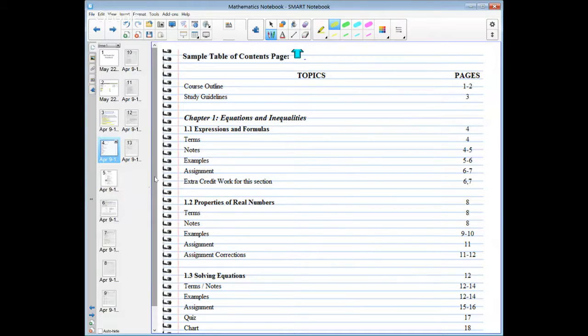In the beginning, some documents before we began, the course outline, study guidelines. And then, anyway, here's where it really starts. Chapter 1, and it's not going to be equations. That's just a sample. And then, okay, lesson 1.1. What's its title? I've got terms on page 4. I've got some notes on pages 4 and 5. I've got some example problems on pages 5 and 6. My assignment is on pages 6 and 7, and I will explain this to you later, but I've also got some extra credit work on 7.